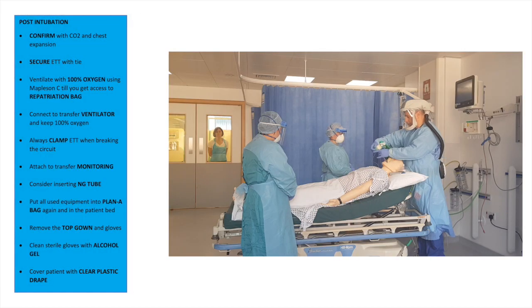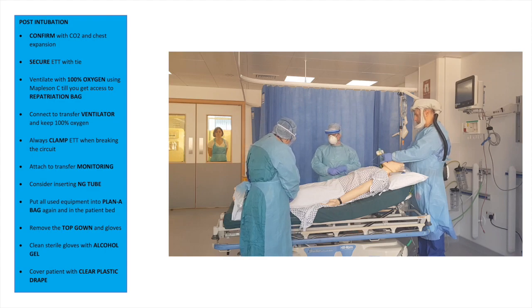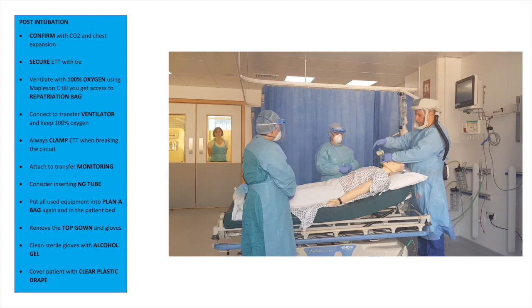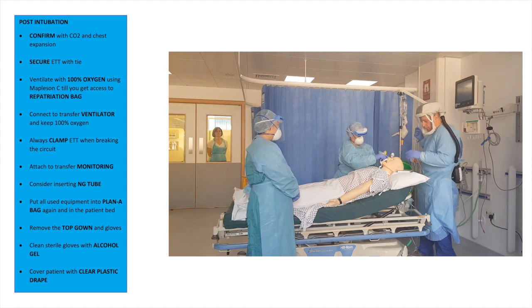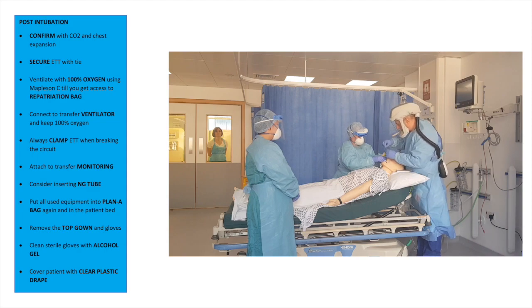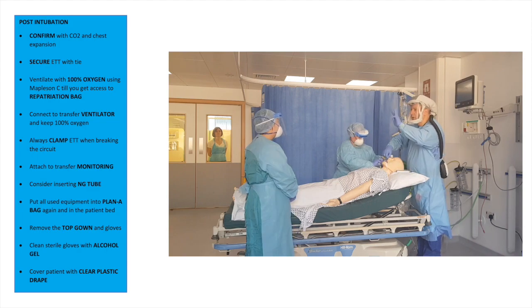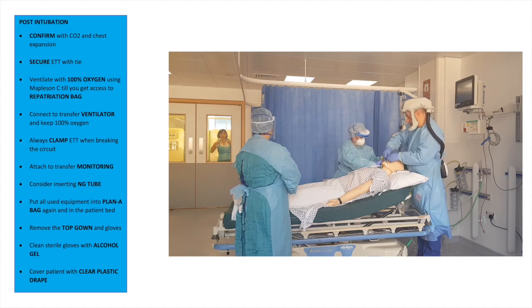After intubation, proceed with the post-intubation checks. Confirm correct tube position with end-tidal CO2 and chest movement. Do not auscultate, as this might interfere with your respirator or mask. Secure the tube and consider placing an NG tube if hemodynamically stable. Ask the runner for bag 3 in order to prepare the patient for transfer.